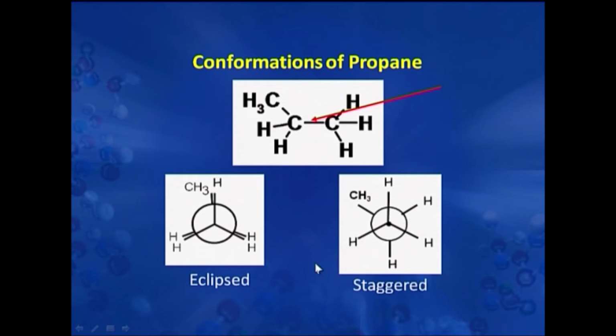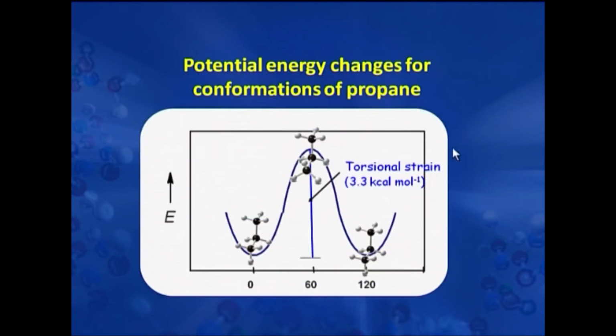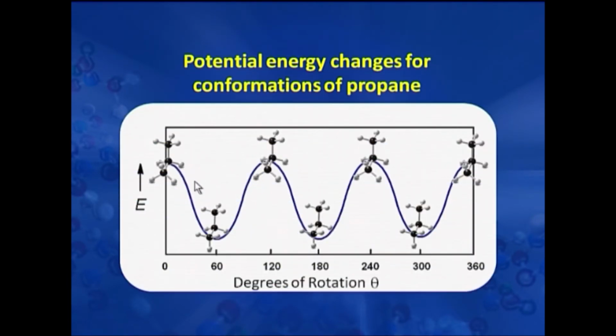And obviously, eclipsed will be less stable than staggered due to the same reason, that is the torsional strain, and the potential energy diagram for these two conformations shows a difference of 3.3 kilocalories per mole. That is, the eclipsed conformation is less stable than the staggered by 3.3 kilocalories per mole. And we can show again the diagram for the full rotation: we start from one eclipsed, after a rotation of 60 degrees we reach one staggered, then eclipsed, then staggered, then eclipsed, and so on. So, this will move like a sine curve again.